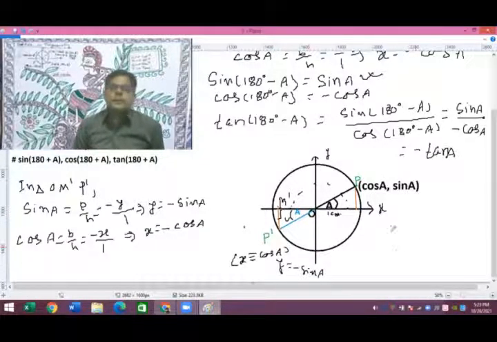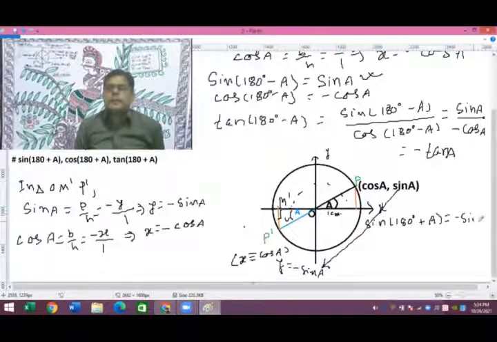So here in this case, for example, if I am finding sine 180 degrees plus angle A, let's see what happens when it was A. In place of sine it was sine A, in place of the y coordinate it was sine A. Now this sine A has become negative sine A, you can say. So sine 180 degrees plus A is negative sine A.